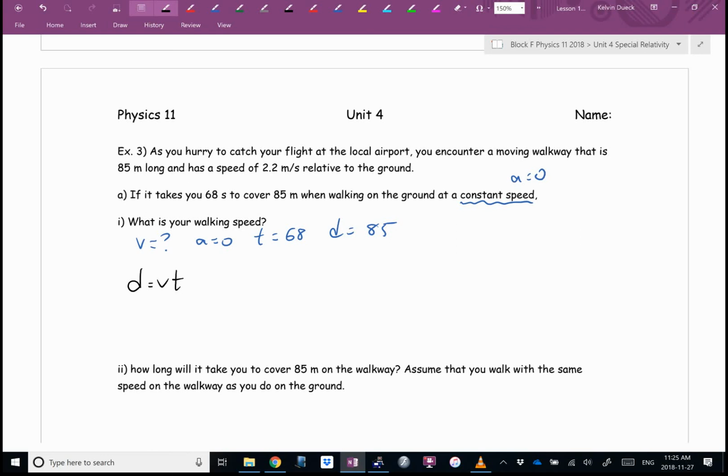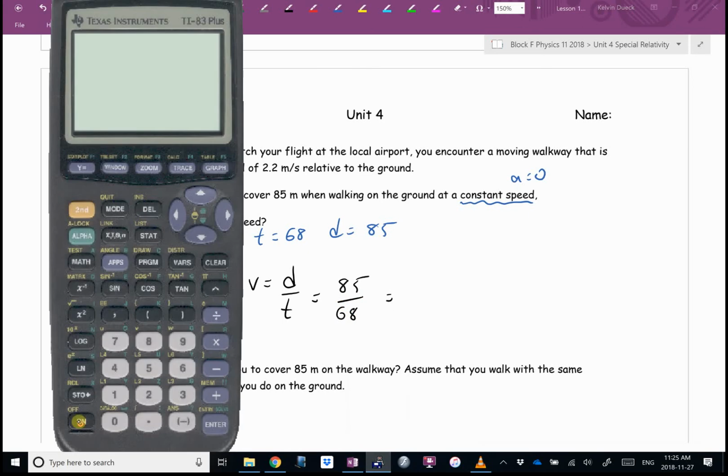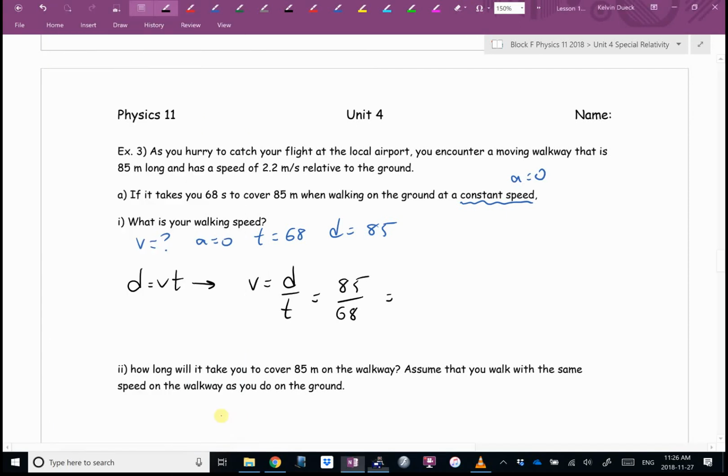What am I trying to find? V. We'll get the V by itself then. Divide by T. So it's going to be 85 divided by 68. Here's my walking speed. Do you get 1.25? Units, Chris? Meters per second. Okay. This is my walking speed.